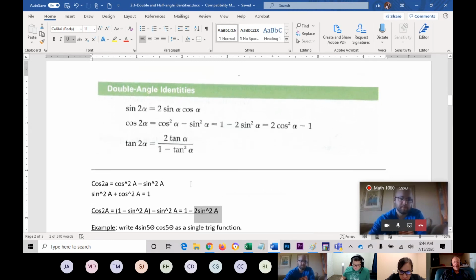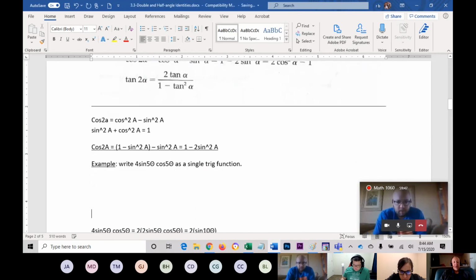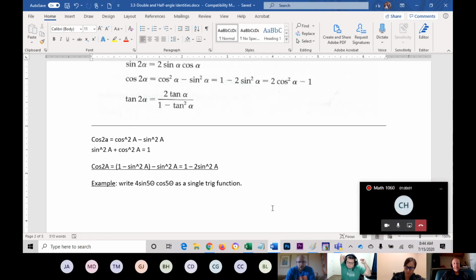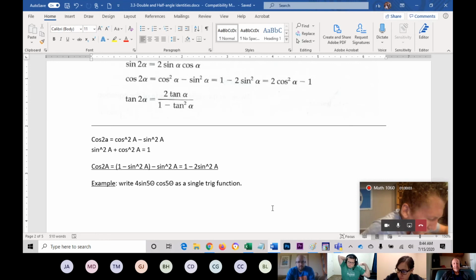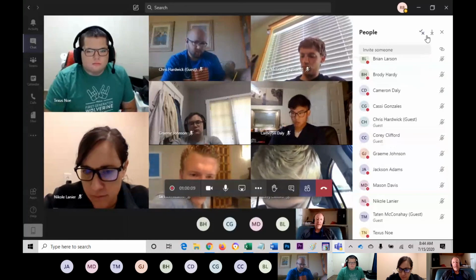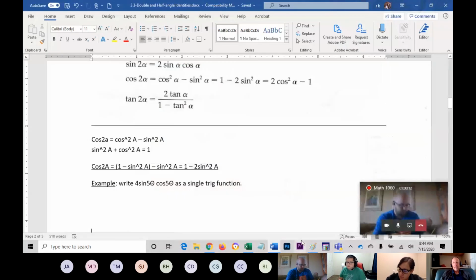All right. So now let's do another one here. Write the 4 sine 5 theta cosine 5 theta as a single trig function. So whose turn is it now? Nicole was next. So let's go to Mason.